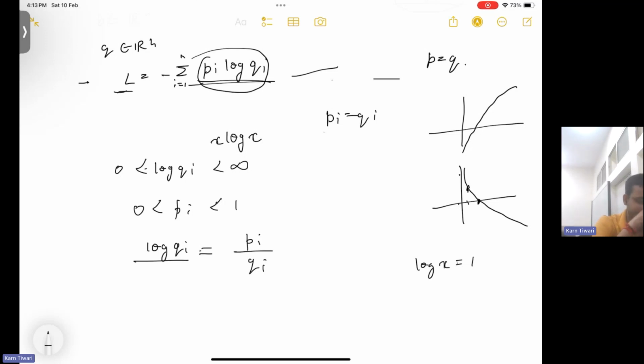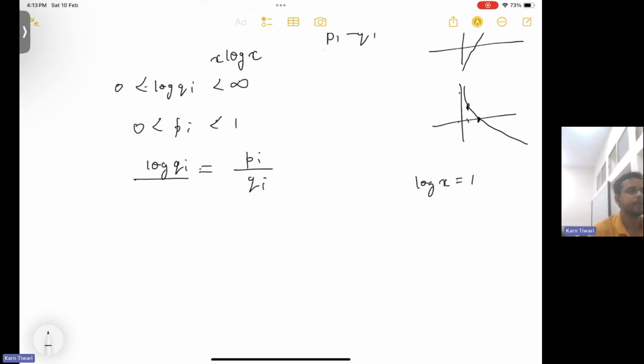So basically, under the condition that pi is equal to qi, these two probability distributions will get minimum.